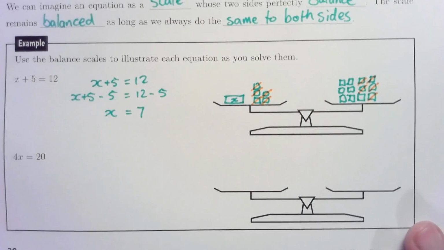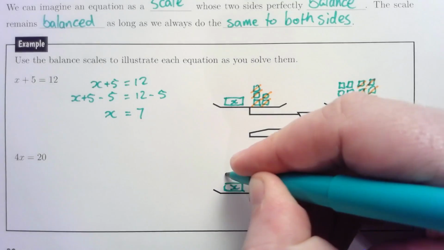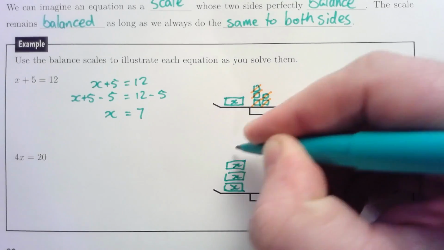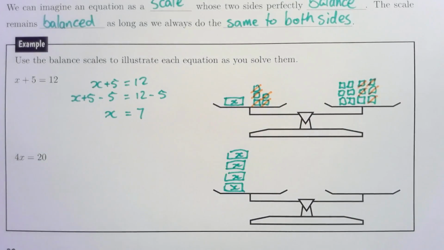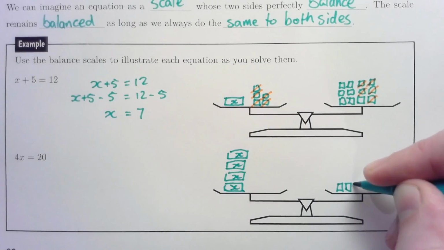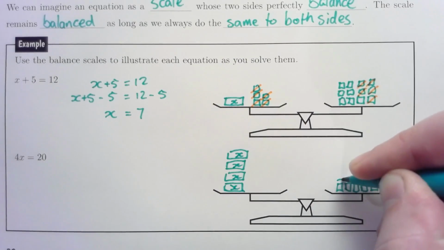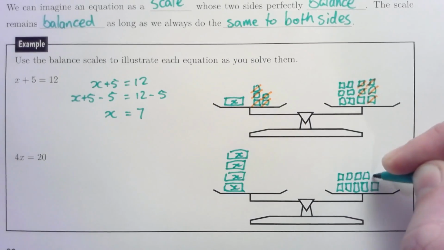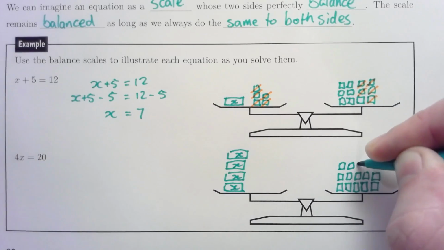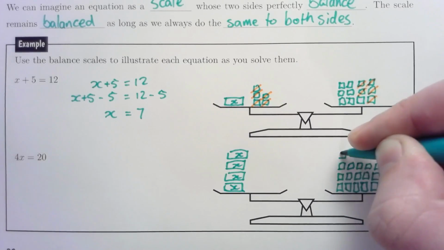Let's illustrate 4x equals 20. Now, 4x means 4 times x. So to represent that, we need 4 of our bars for our variable. To represent 20, we'll use unit blocks again. Now, if we share our unit blocks evenly, we can make 4 groups of 5.